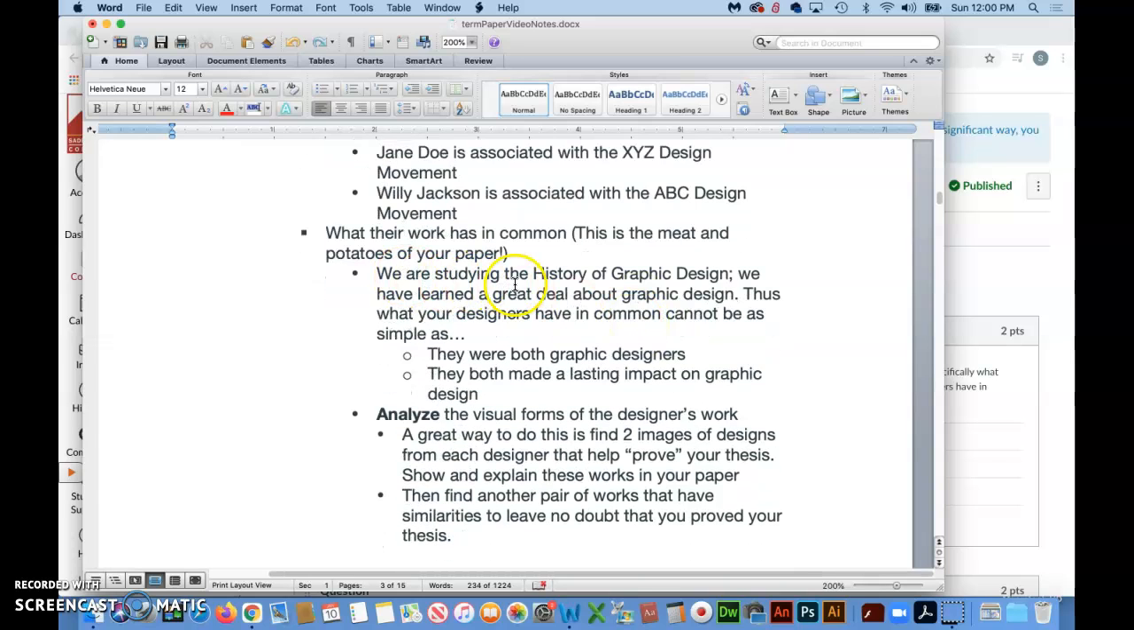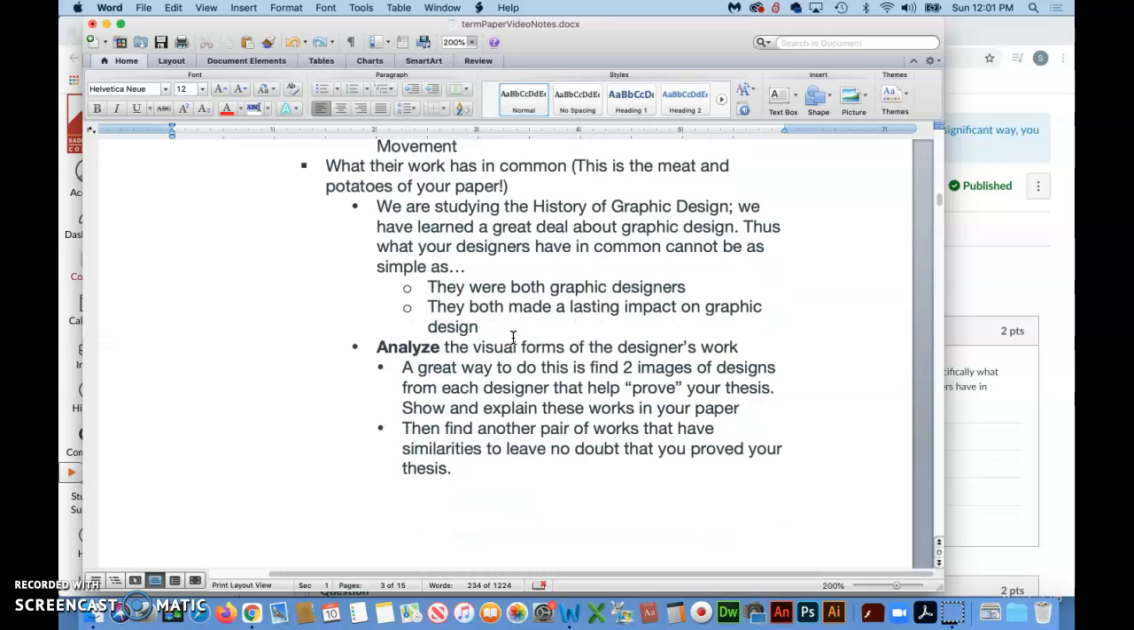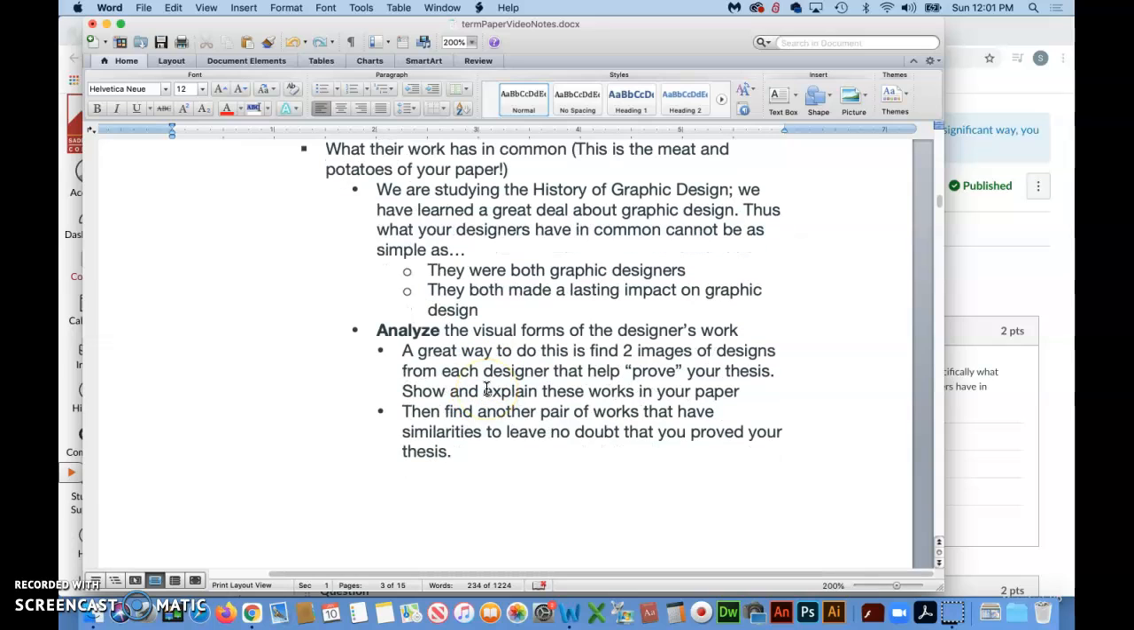We are studying the history of graphic design. We have learned a great deal about graphic design. Thus, what your designers have in common cannot be as simple as they were both graphic designers or they both made a lasting impact on graphic design. You need to analyze the visual forms of the designer's work. A great way to do this is you find 2 images of design from each designer that help prove your thesis. Show and explain these works in your paper.